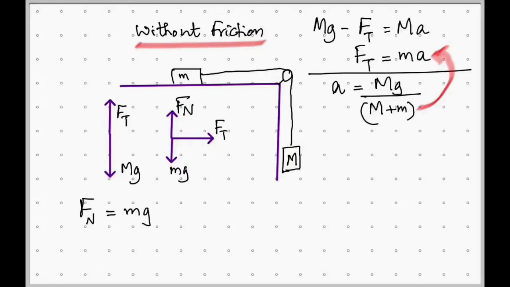But if there is friction, then you have to remember the formula for friction. Friction is mu. There is mu s and there is mu k: static friction and kinetic friction. In this case, it's already moving, so it's kinetic friction.